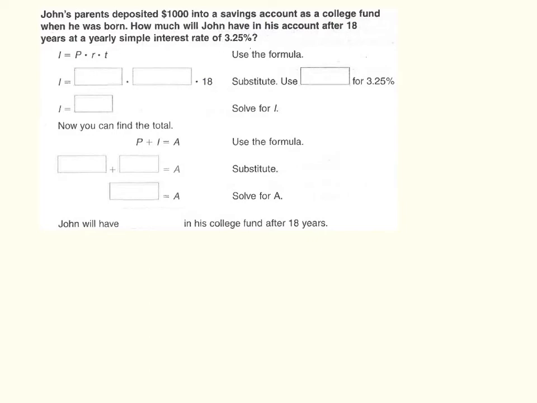So here's another great real-world example. John's parents deposited $1,000 into a savings account as a college fund when he was born. How much will he have in his account after 18 years at a simple interest rate of 3.25%? Well, we're going to use our formula, and we got to plug in what we know. We know the principal was $1,000. That's what they put into the account. We know the rate is 3.25%, and we know the time is 18 years.